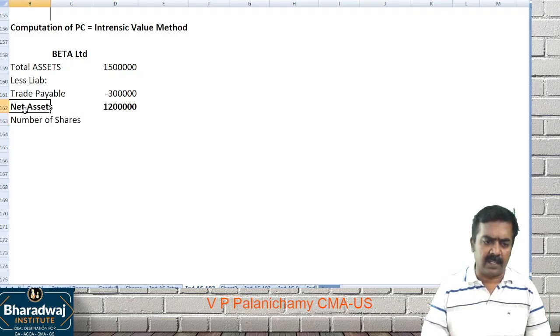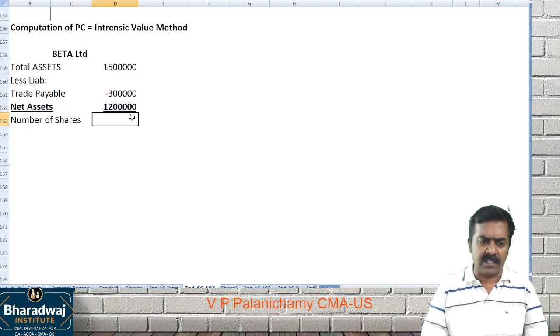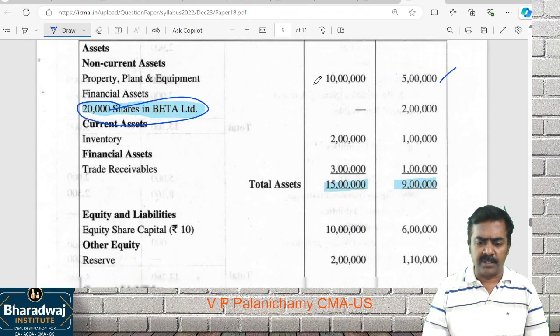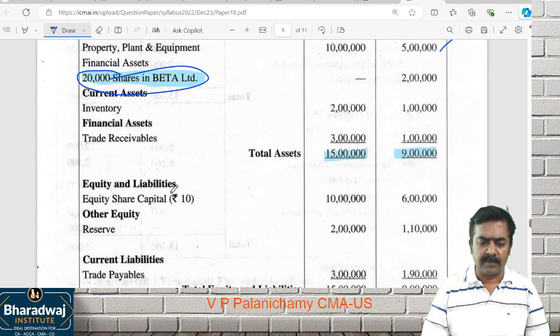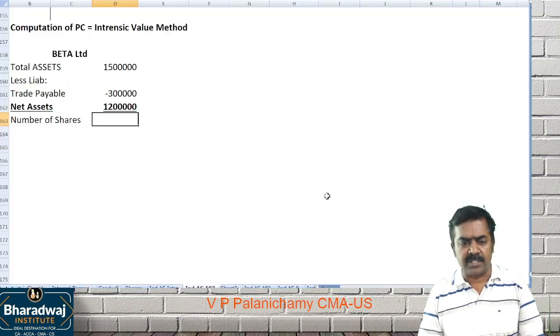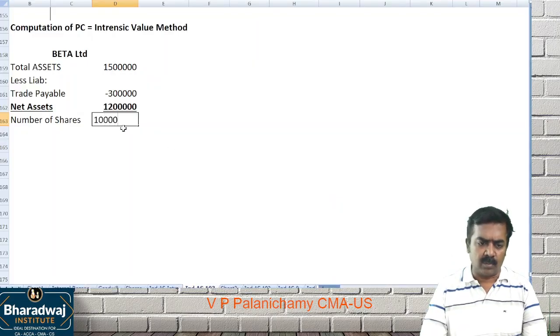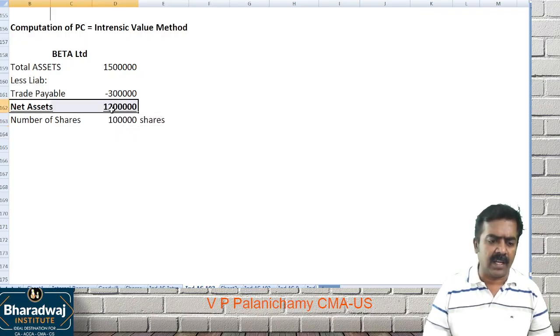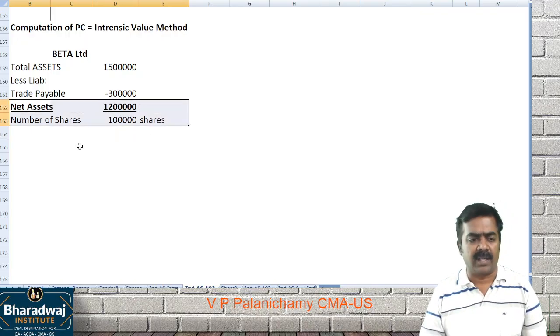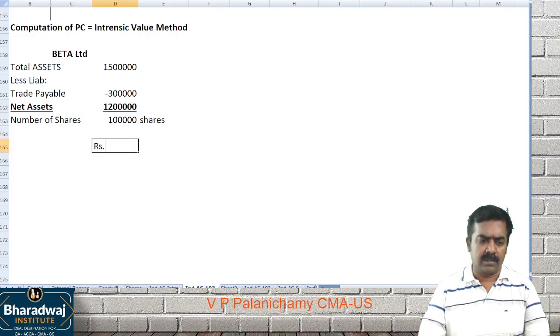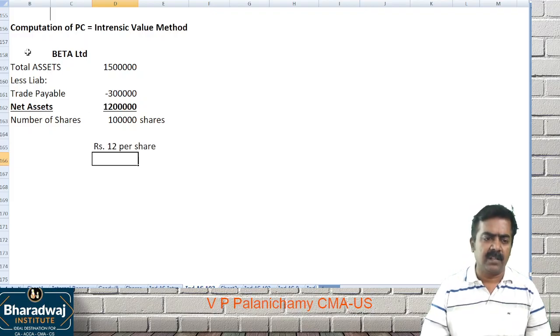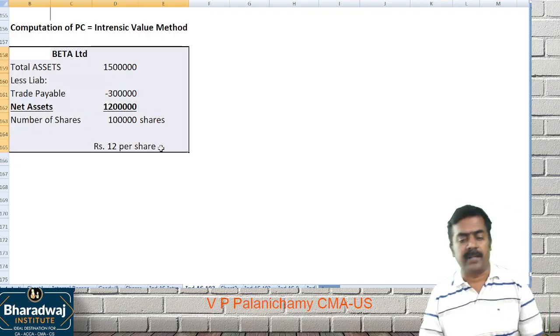Number of shares in Beta Limited: share capital is given as 10 each. 10 lakh, 10 each. How many shares will there be? 1 lakh shares. So divide this 12 lakh by 1 lakh. How much will it be? Rupees 12 per share is the value of Beta Limited. Take it up. Don't wait.